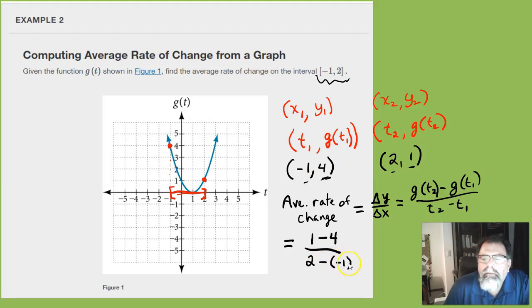Okay, and normally I would just write plus 1, but for your notes. 1 minus 4 is negative 3. 2 minus a minus 1 is 2 plus 1, which becomes 3. And then negative 3 divided by 3 is negative 1. And the units, did they give us any units? They didn't tell us any units, so it's just the average rate of change is negative 1 unit per whatever g of t stands for.